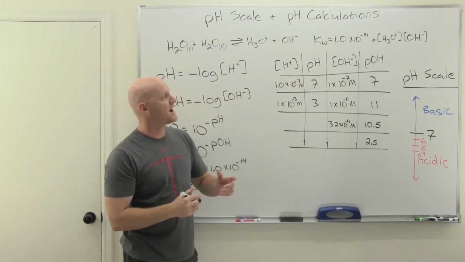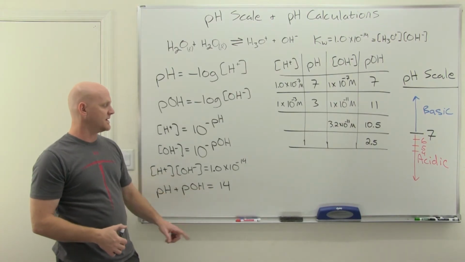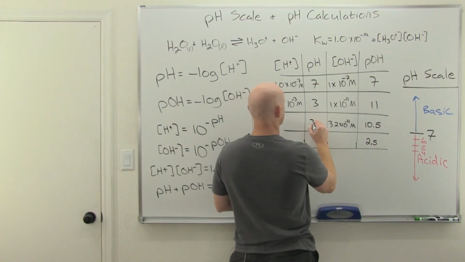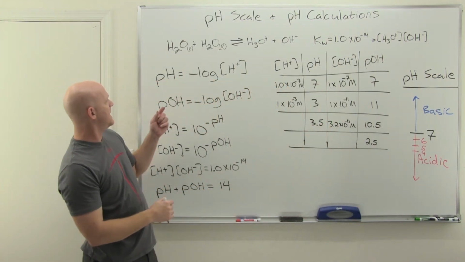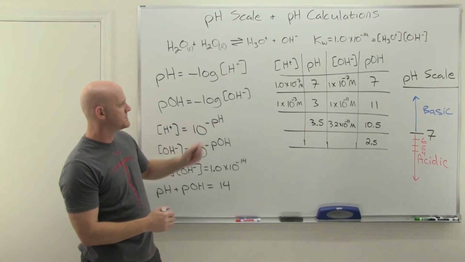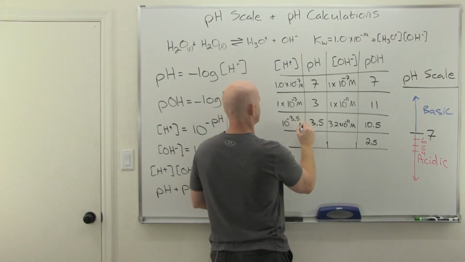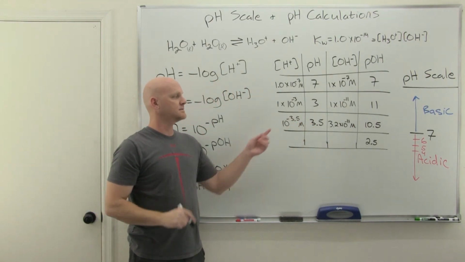Okay, and now that I've got a pOH, I have a quick way to get the pH, because they add up to 14. And 14 minus 10.5 gets me a pH of 3.5. And then finally, your H+ concentration is 10 to the negative, whatever the pH is. And so in this case, 10 to the negative 3.5 molar. Right? What's wrong with that?